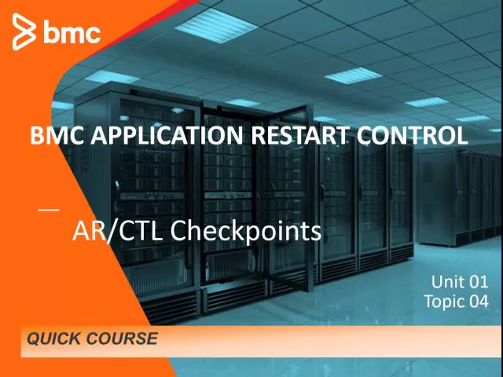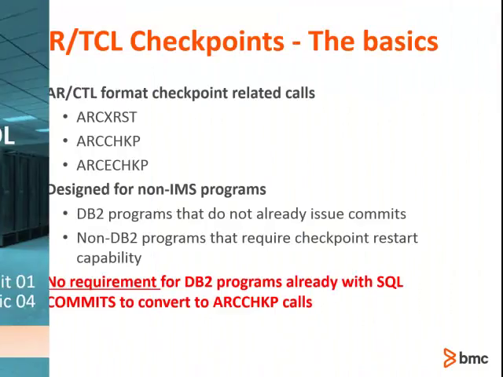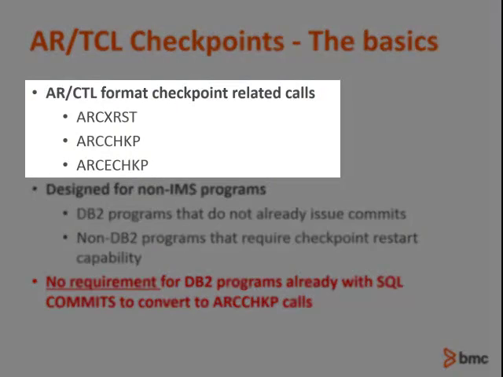The ARC checkpoint calls are one of several techniques that can be used by application developers to add checkpoint logic to programs. ARC provides three callable interfaces to enable checkpoint restarts in non-IMS programs. The ARC XRST call is similar in function and usage to the IMS XRST call that was discussed in the previous topic. The ARC checkpoint call is similar to the IMS checkpoint call, and the ARCE checkpoint call is a variation of the ARC checkpoint call with added parameters to enable further control over checkpoint processing.